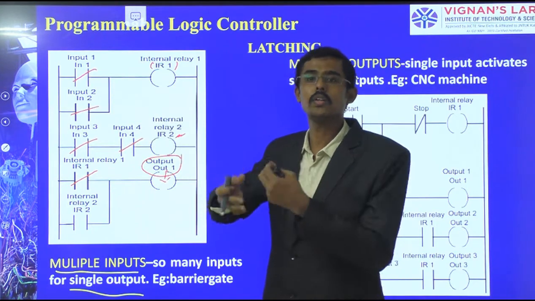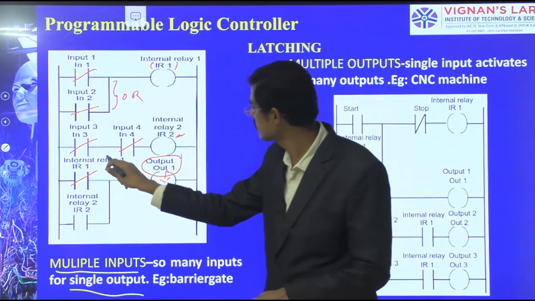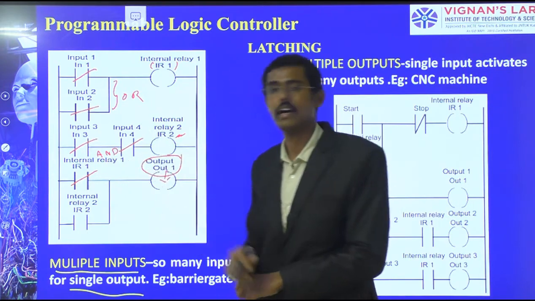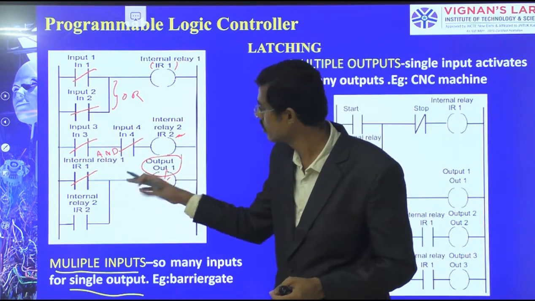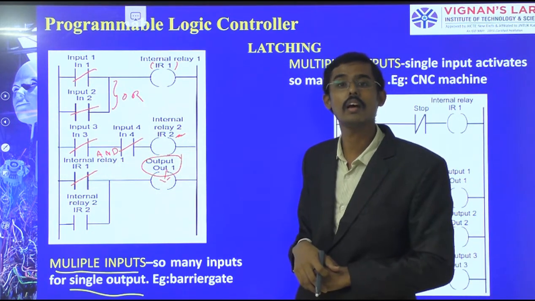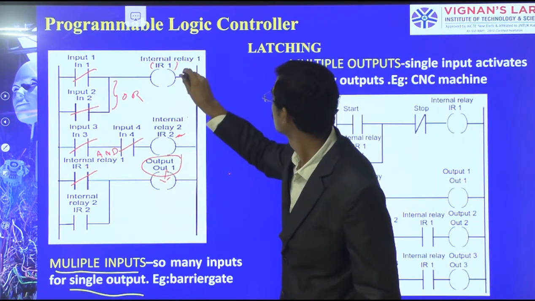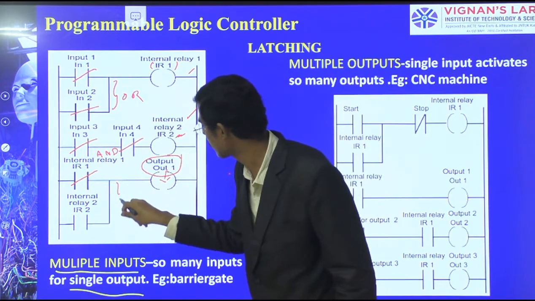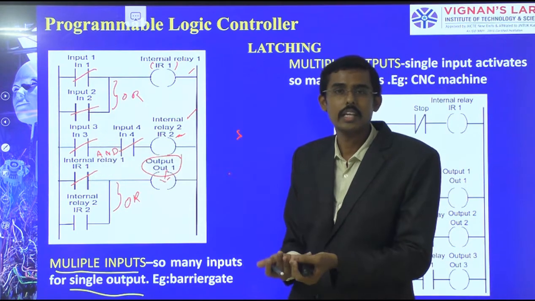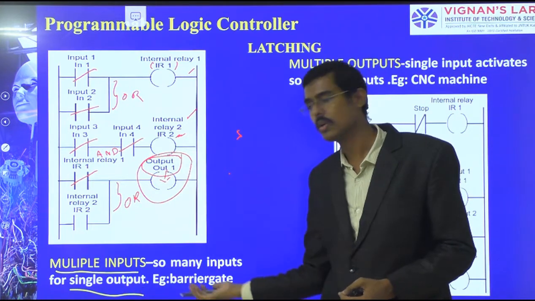Rung 1 is operated through OR functions. Here this is operated through OR functions, and this is operated through AND functions. Therefore this output may come either by internal relay coil 1 or otherwise internal relay coil 2. We have connected them in the OR connection. So multiple inputs can be given to activate one output, or finally one output has been taken. So this is about multiple inputs, one output.